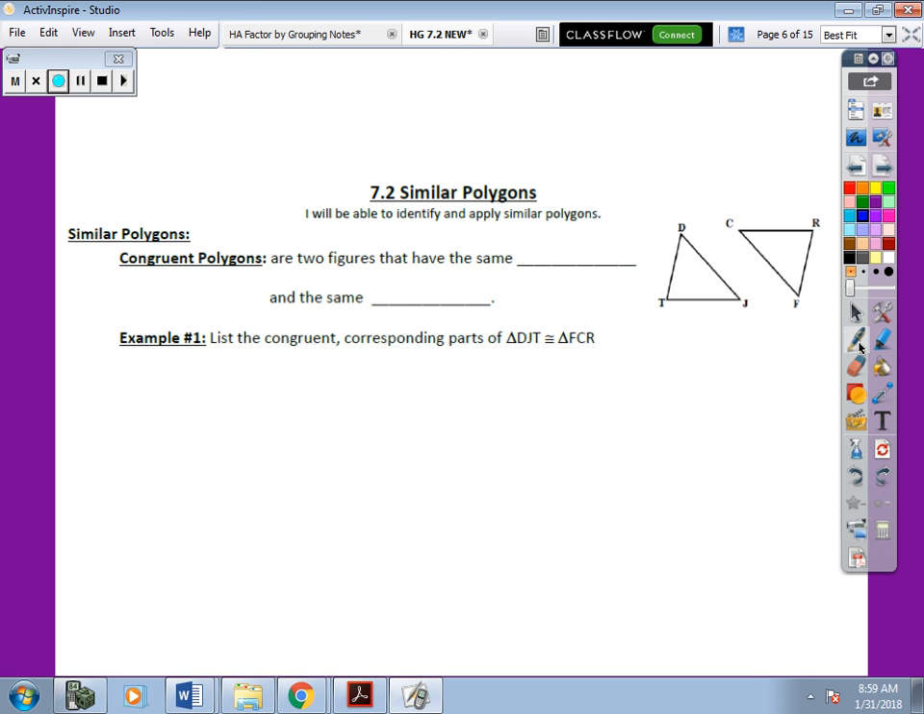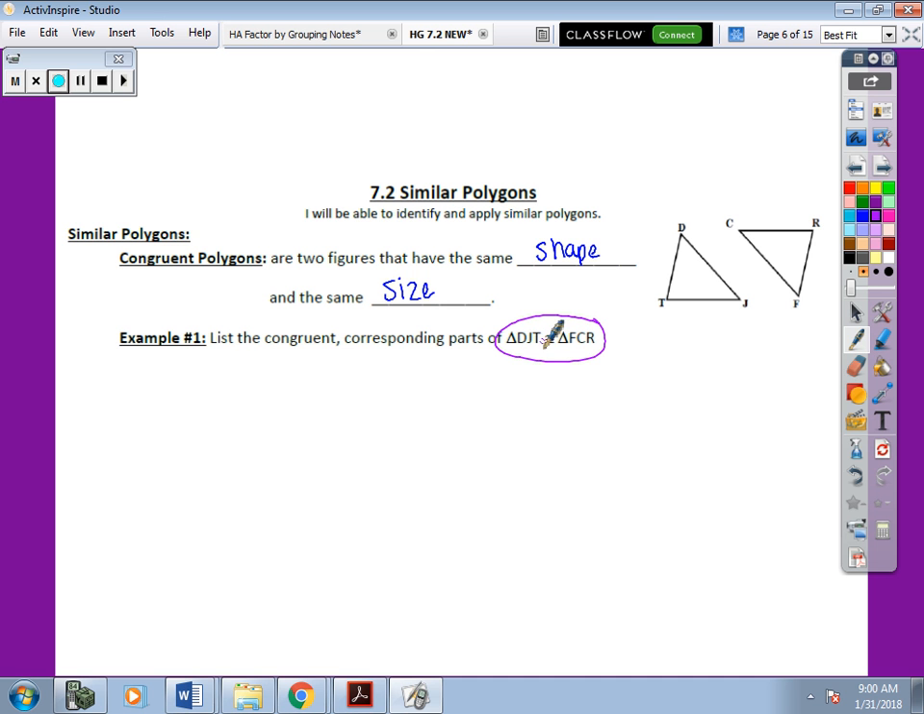First of all, we remember congruent polygons are two figures that have the same shape and the same size. That's not what we're learning about today, but I'm just going to show the difference between congruent and similar shapes. Remember, we proved triangles were congruent by side, side, side, side, angle, side, all that stuff. So if you were asked to list the corresponding congruent parts, remember the congruent statement is a great place to start because the order of the letters has to be corresponding.